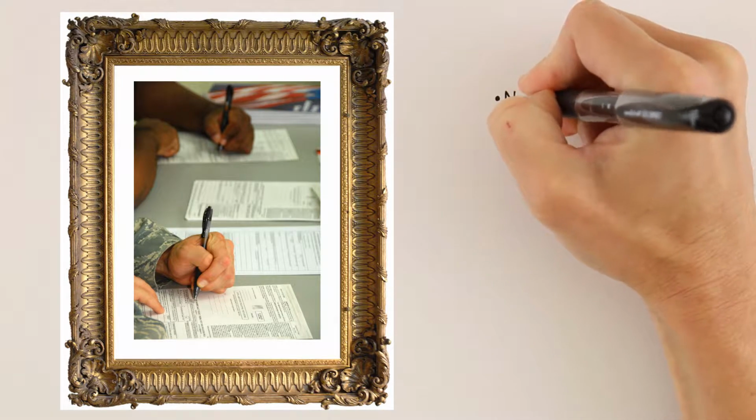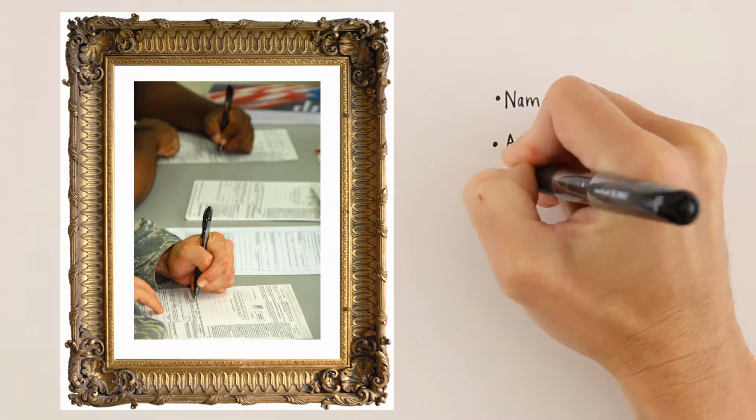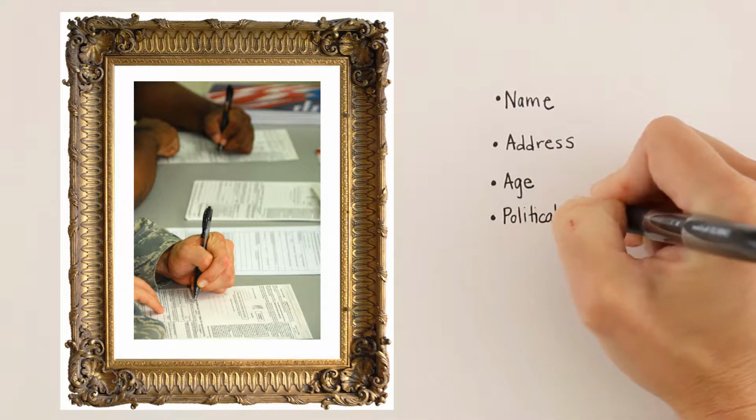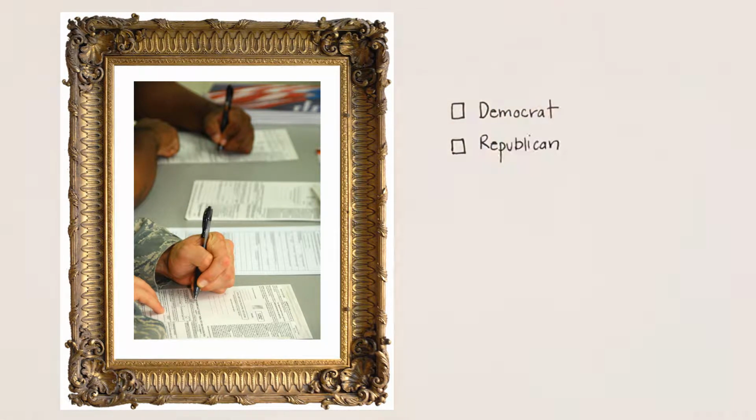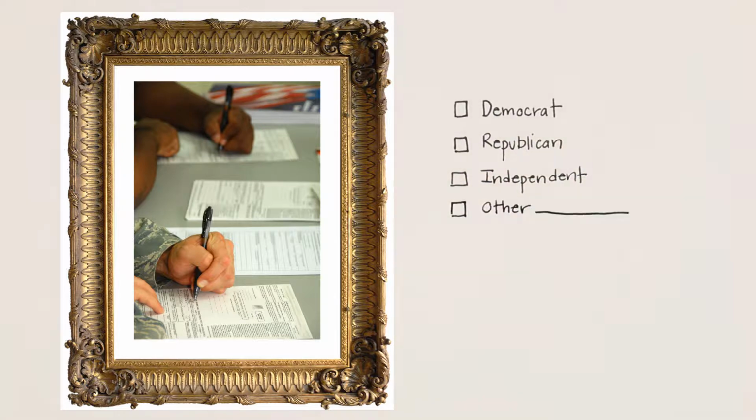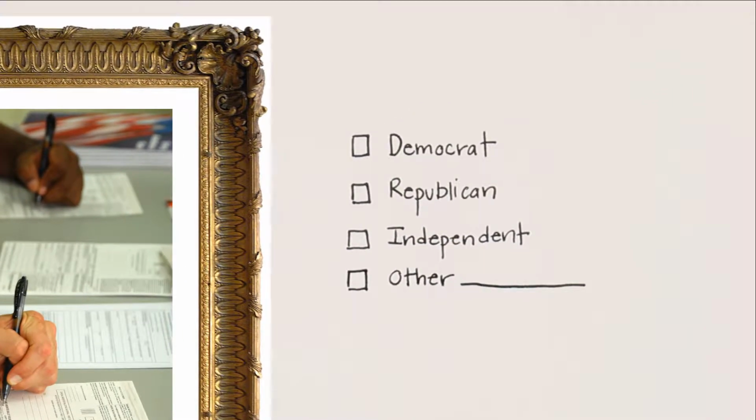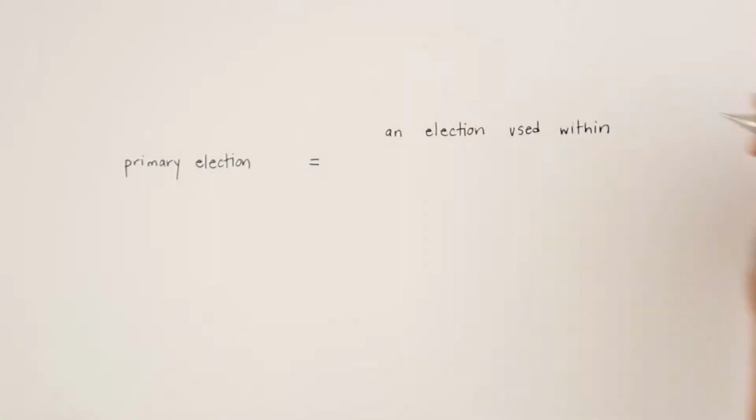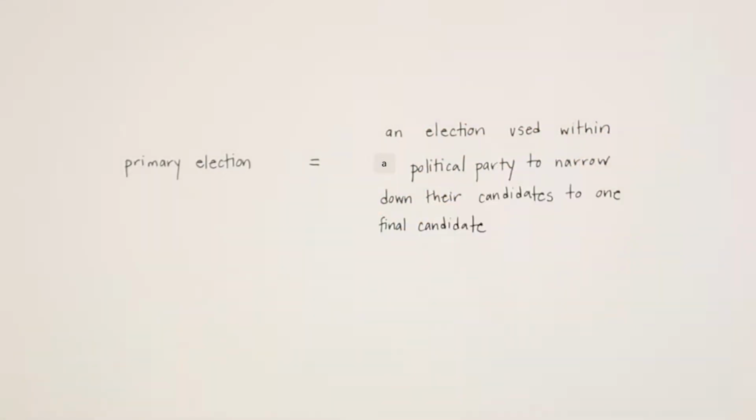When you fill out your voter registration application, you will be asked to provide some basic information about yourself, such as your name, address, age, and political party preference. Usually your options for political party will include Democrat, Republican, Independent, and other. The party you choose can determine whether or not you'll be allowed to vote in your state's primary elections. A primary election is an election used within a political party to narrow down their candidates to one final candidate who will run for office.